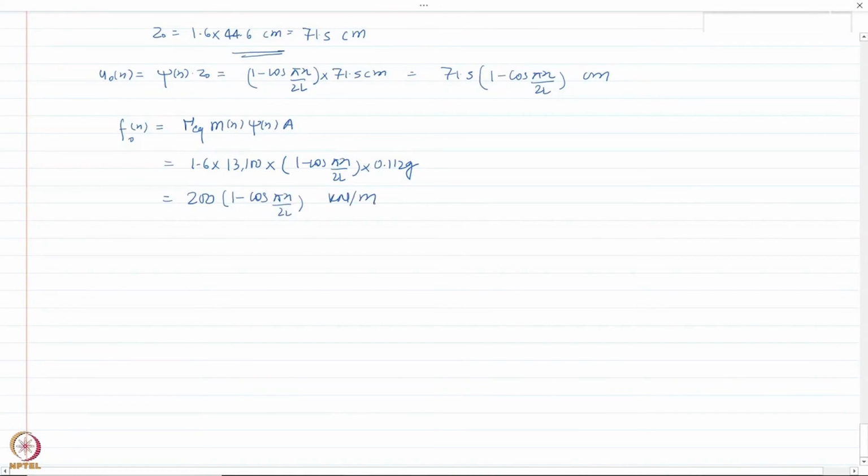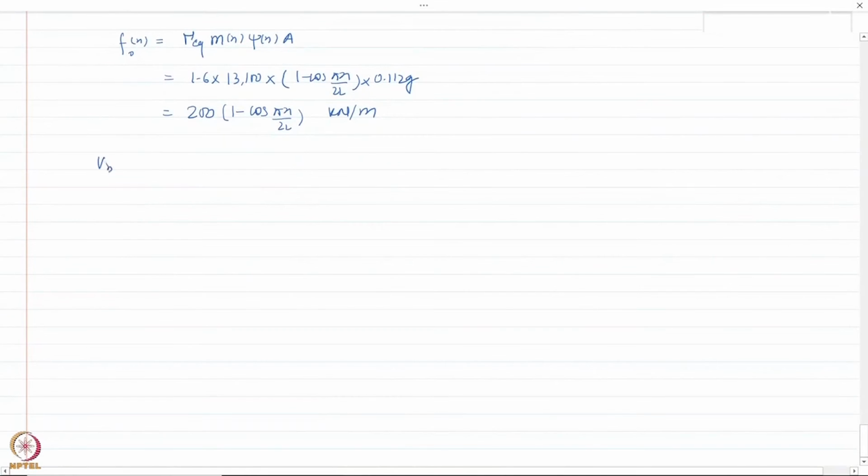Now the base shear could easily be calculated using the expression that we have previously derived as gamma equivalent times L equivalent times A. Gamma equivalent I've already found out as 1.6.